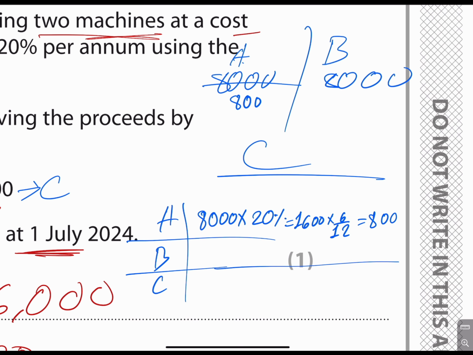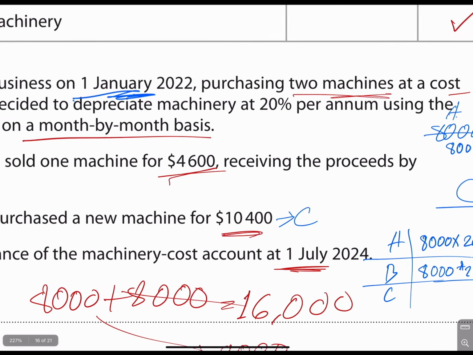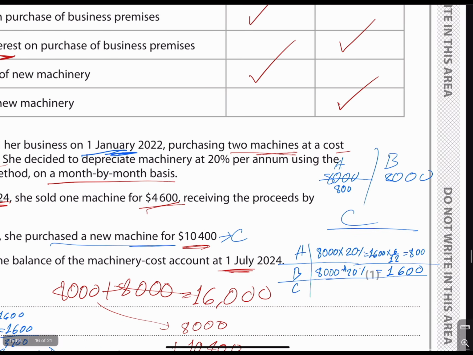And asset B, the other one with 8,000, which we haven't sold. At 8,000 and 20%, it was 1,600. And asset C, how much was the cost for asset C? This new asset is 10,400, right?